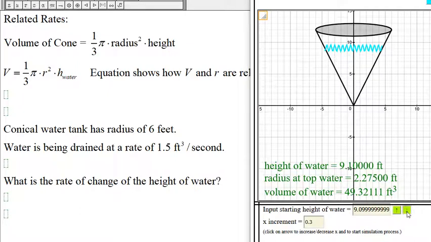As water is being drained out of the tank, the height of the water also drops. We would like to know how fast the height of the water is dropping. What is the rate of change of the height of the water?